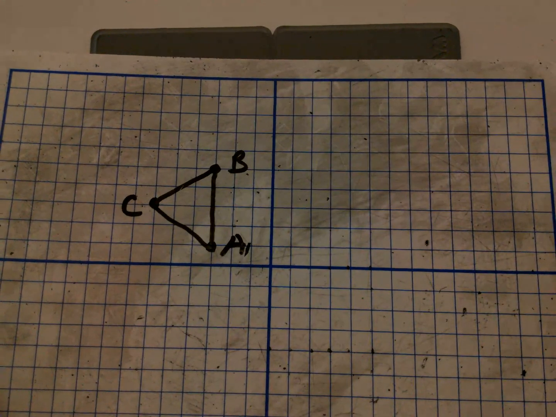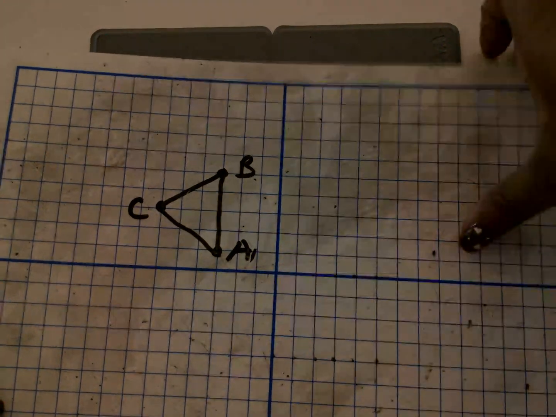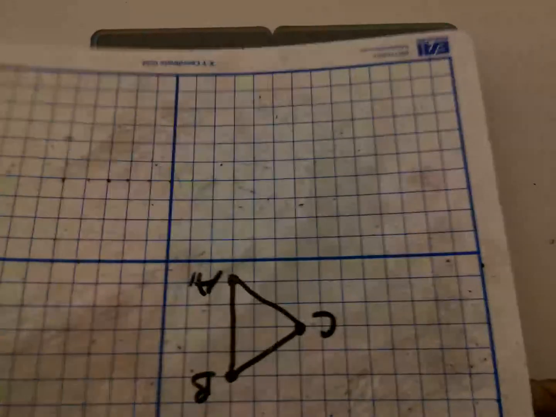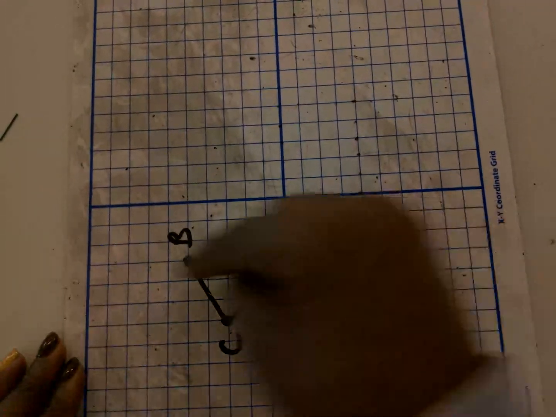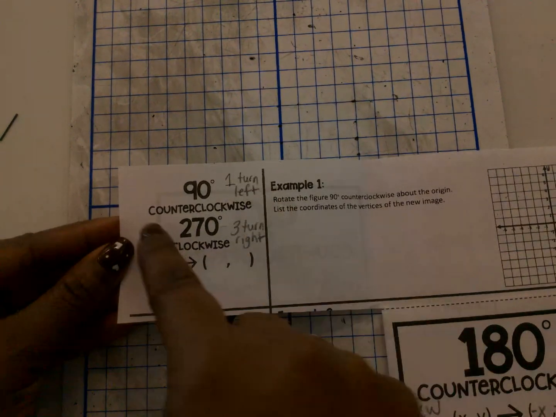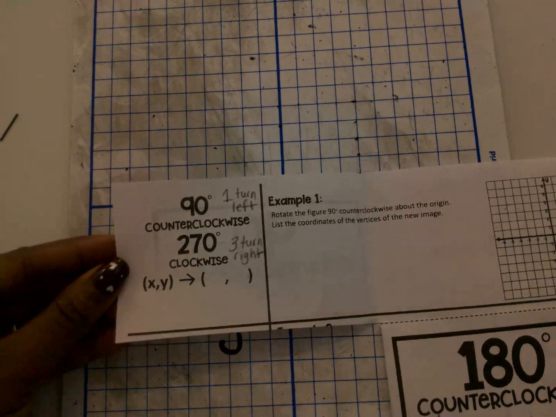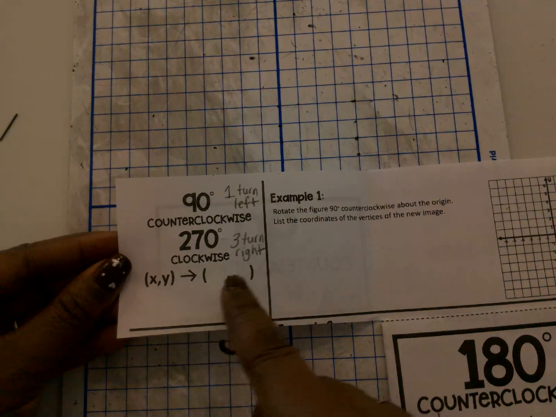Now we're going to do a 270. That's 3 turns to the right. So let's turn it: 1 to the right, 2 to the right, and 3 to the right. And look, it's in the same place. A, B, C. So a 90-degree counterclockwise, which is one turn to the left, is exactly the same as a 270 clockwise, which is 3 turns to the right. Any questions about that?